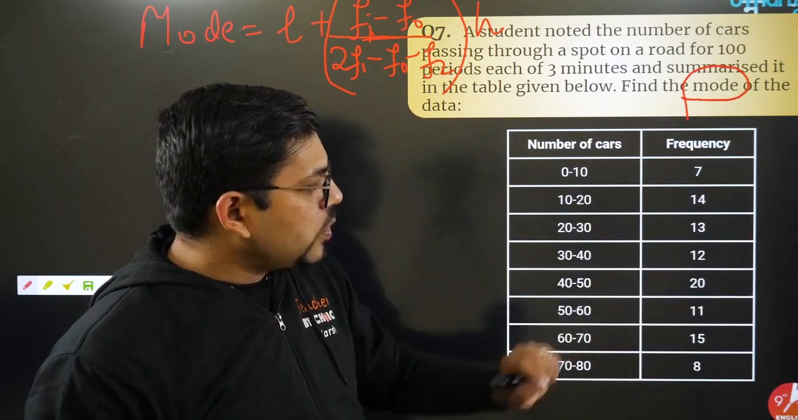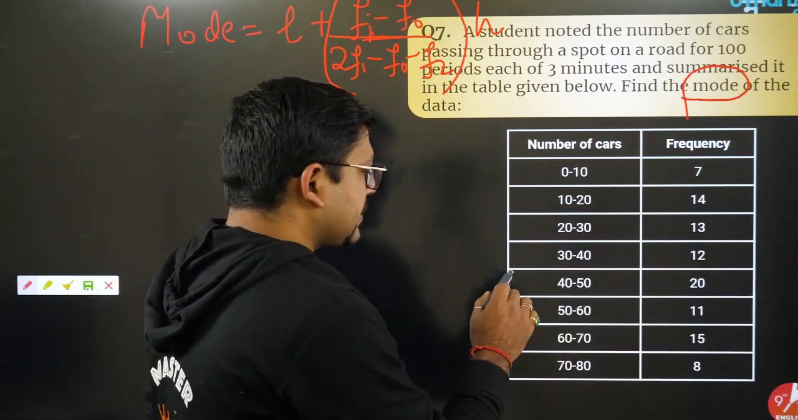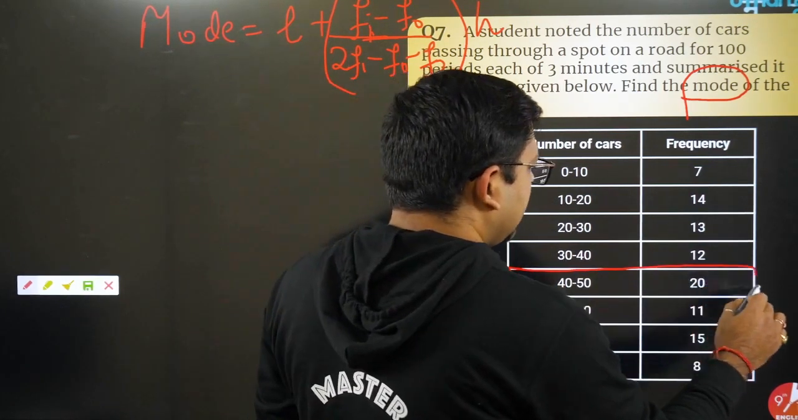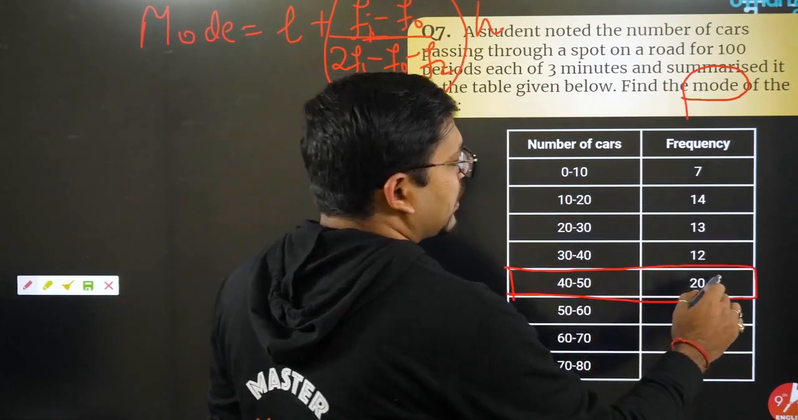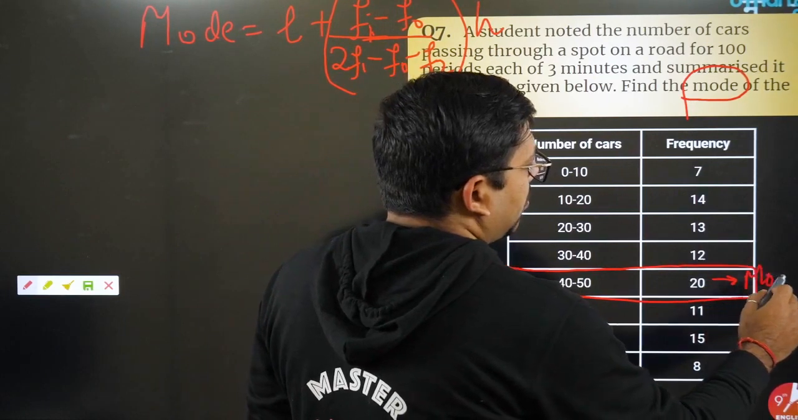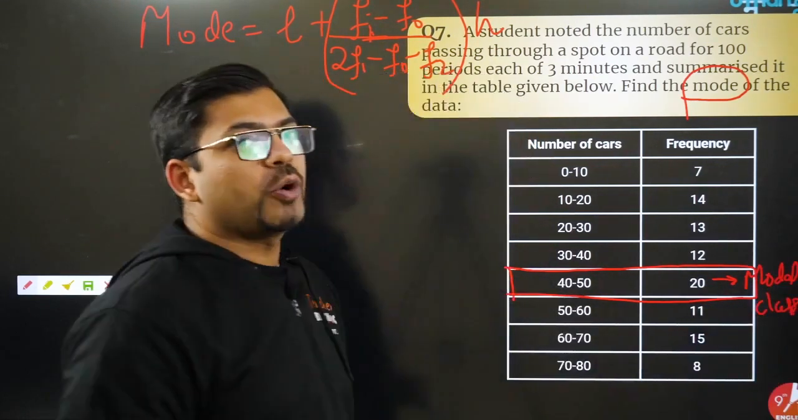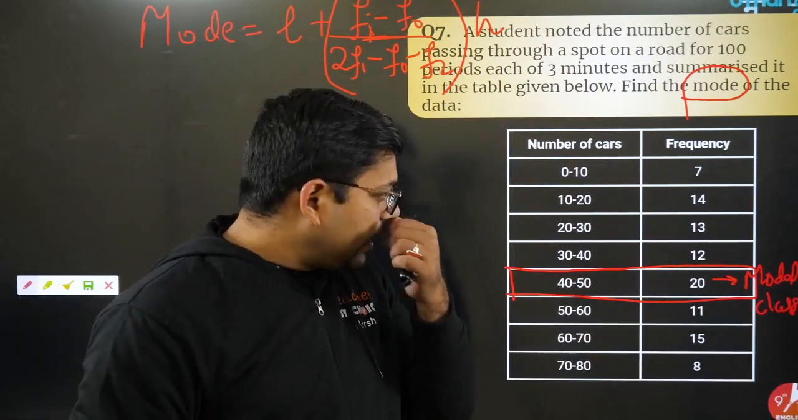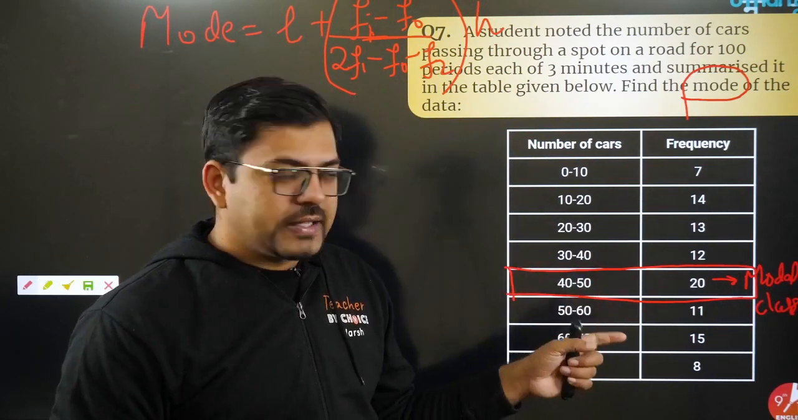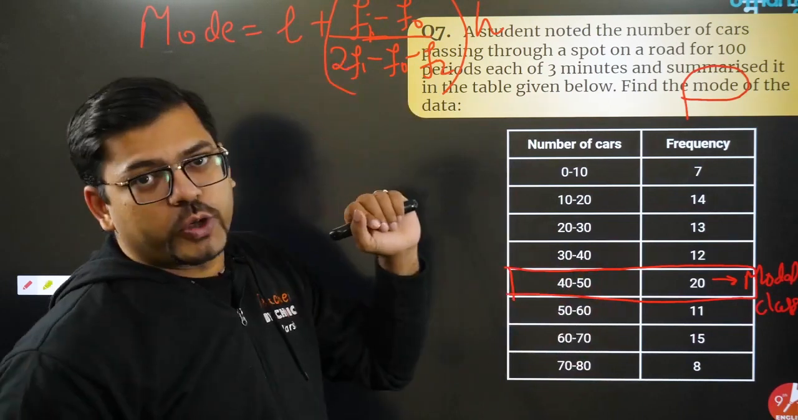So the highest number is undoubtedly 20. So just mark this class. This class will become your modal class, because from here you are going to get your mode. Okay. Now, if you have got this modal class, you have to apply the formula according to this.